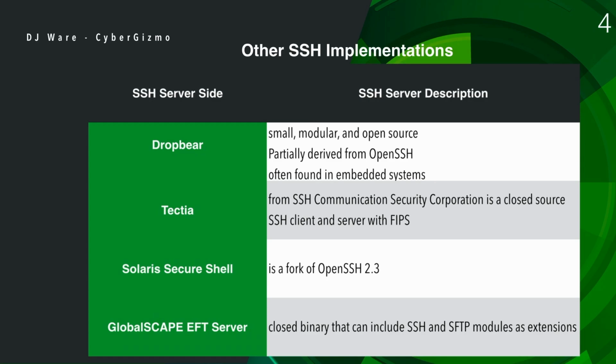It was a fairly expensive product. Oracle Solaris also has their version called Secure Shell, and it's a fork of OpenSSH 2.3. So they've had it for a while, and I don't know if they go back and periodically update theirs from a new fork, but the last information I have was it's based on 2.3. That was probably the original version, my guess. There is GlobalScape EFT server, and that also includes modules for SFTP and SSH as an extension. GlobalScape EFT server has all kinds of security protocols in it.